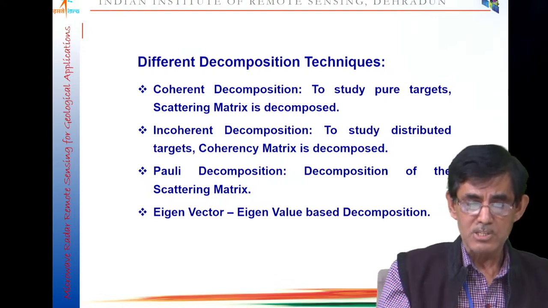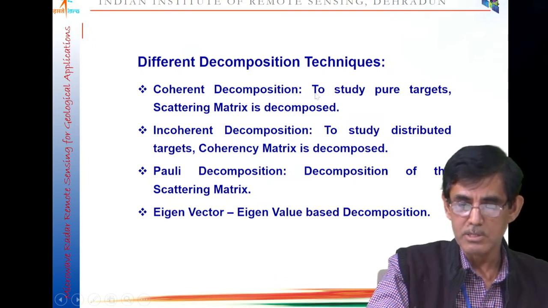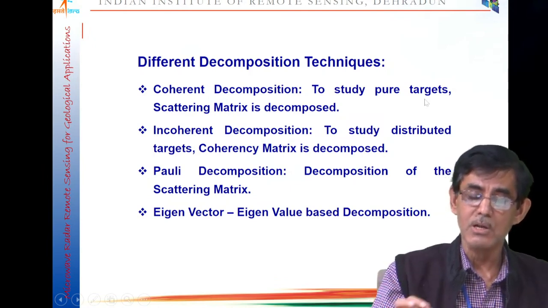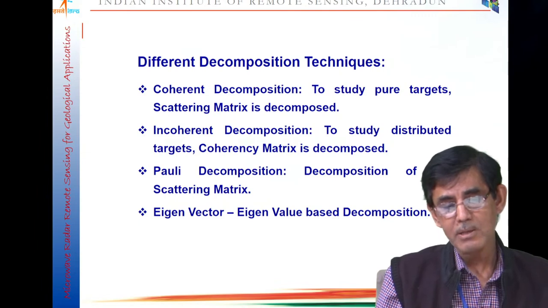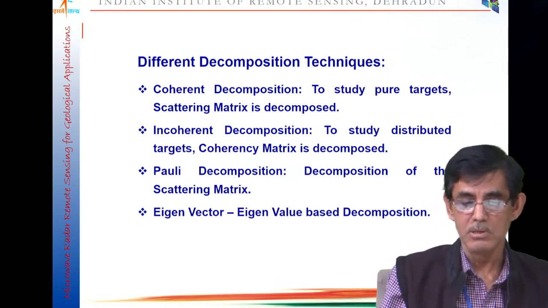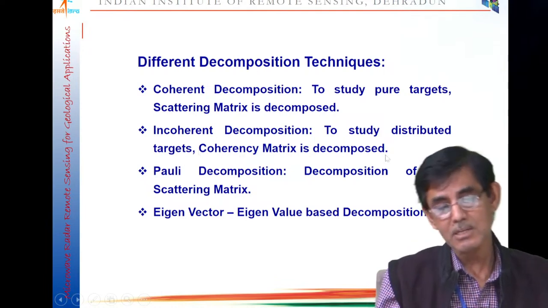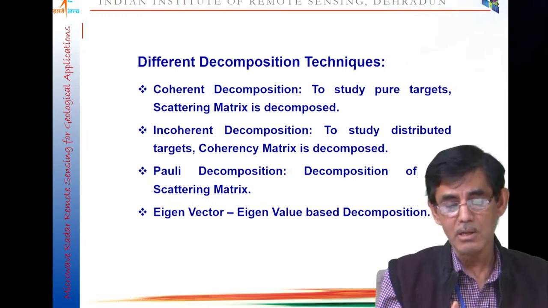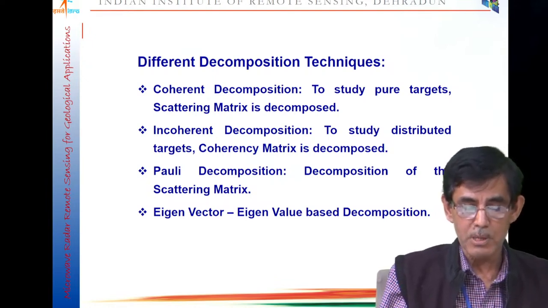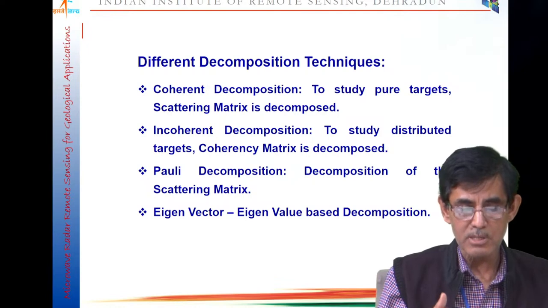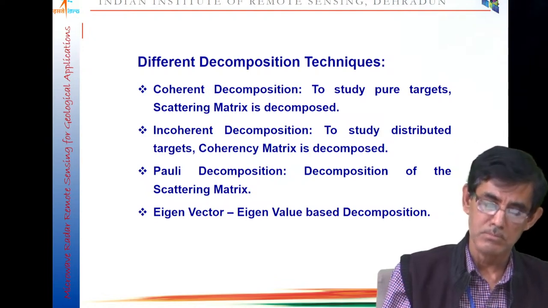Now this decomposition can be done in different ways. One is coherent decomposition. It is particularly important for pure targets where only one very pure kind of scattering is taking place, with no mixture of scattering. For that kind of object it is very good. Then incoherent decomposition, where the coherency matrix can be decomposed but the target is not a pure scatterer. It is a distributed scatterer where the scattering is quite random and there is anisotropic behavior. Anisotropic behavior means there is not just one dominant scattering but more than one scattering process happening.